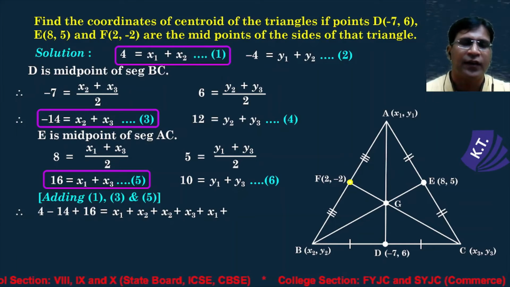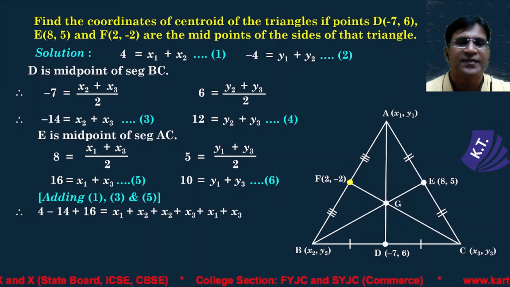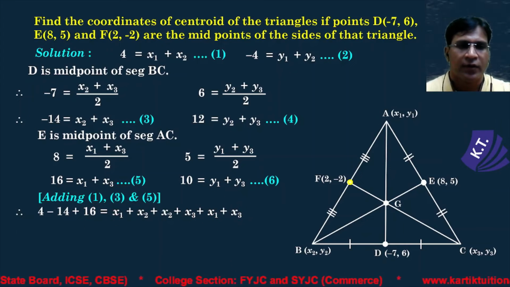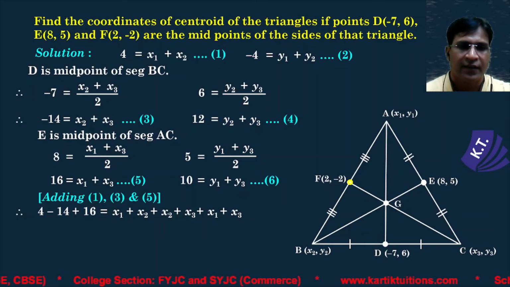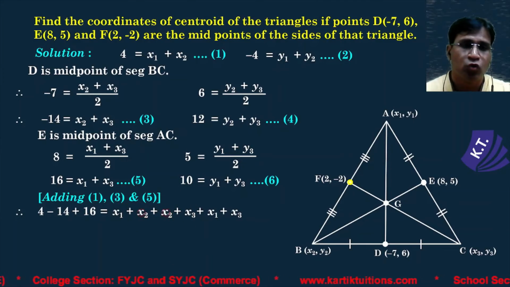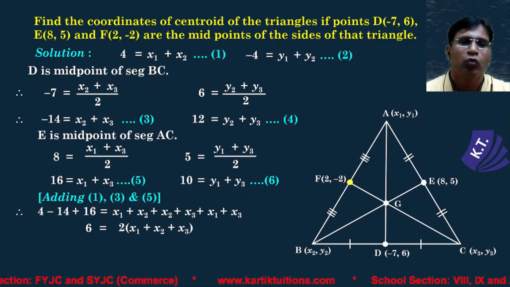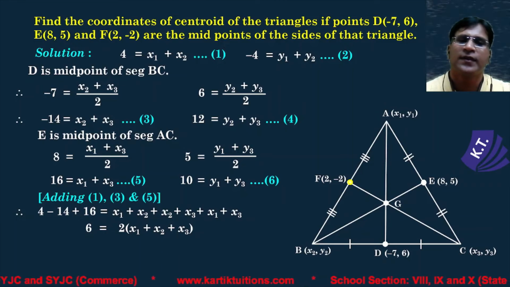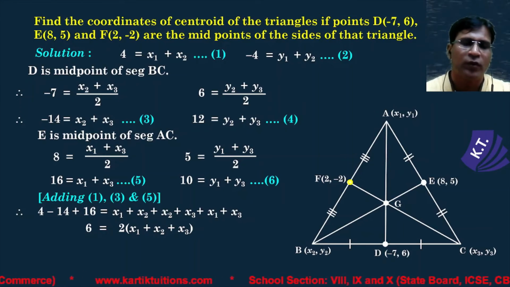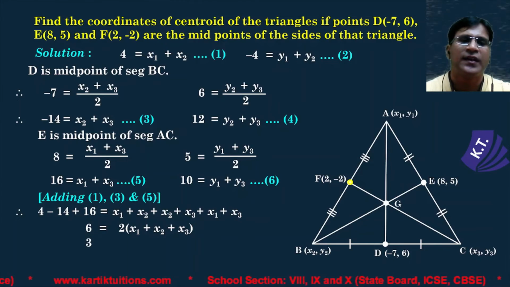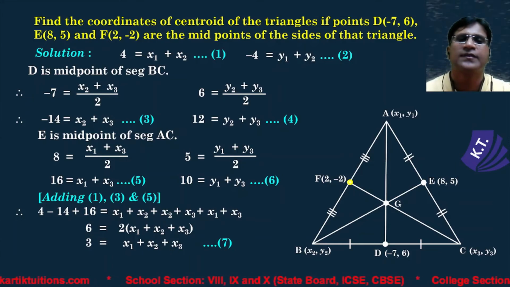Now on the left hand side, if you just observe, 4 minus 14 gives us minus 10, plus 16 will give us what? Come on, tell me. It gives us 6. Now x1 दो बार आया, x2 दो बार आया, x3 दो बार आया. So we get 6 is equals to 2 times (x1 plus x2 plus x3). Now I can divide throughout by 2, or I can just take 2 on that side. It will become 6 upon 2. That will give me 3 is equals to x1 plus x2 plus x3. That is my equation number 7.